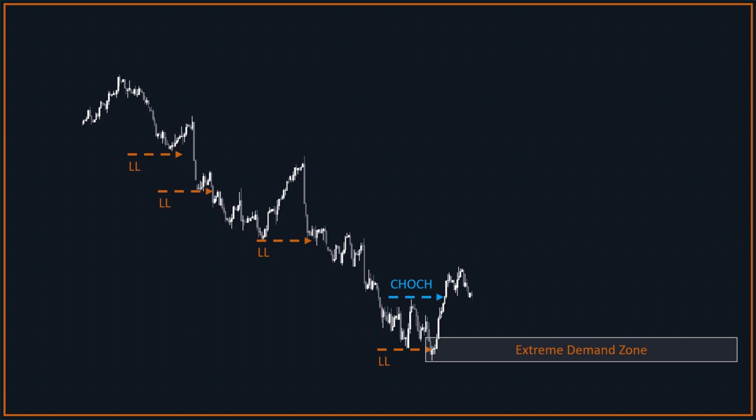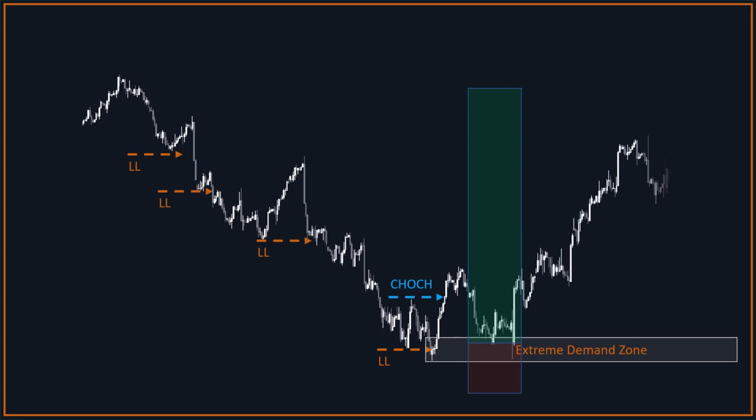This is a classic sign that buyers are stepping in. So, we mark this area as our demand zone and wait for the price to tap into it. And as you can see right here, the price comes back, activates our buy order, and pushes beautifully to the upside. This is exactly the kind of setup we look for when trading with supply and demand zones, a strong shift in momentum, a clean demand zone, and a confident push in the new direction.